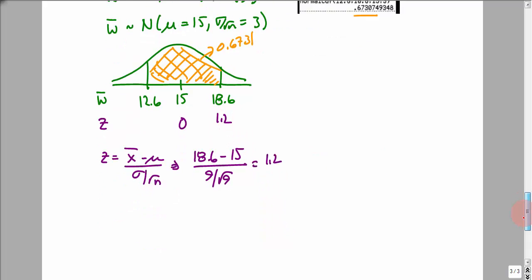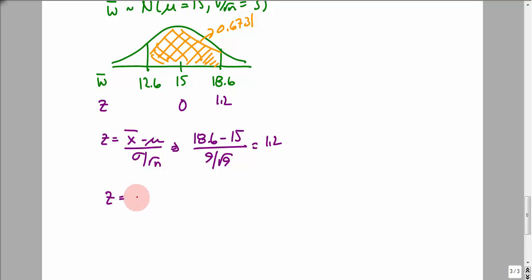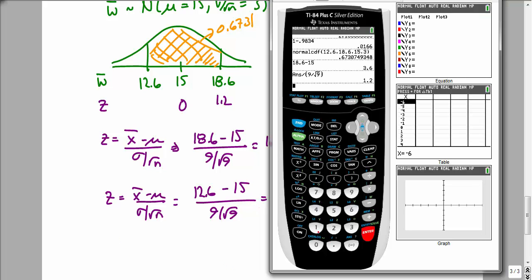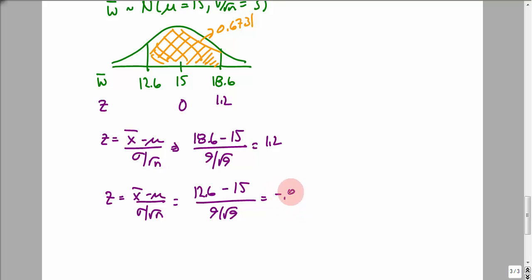Now we're going to do the same thing for my other value, my lower value of 12.6. So I'm using the same formula, but now we're going to standardize 12.6, and because it's below the mean, it should turn out to be negative. So we have 12.6 minus 15, and then divided by, and of course I already know that this is 3, but I want to go ahead and plug it in so we can actually see the process of plugging it in correctly. Just be kind of careful about it, and I get negative 0.8. So that means I'm 0.8 standard deviations below the mean.